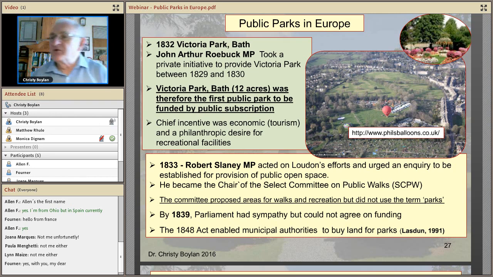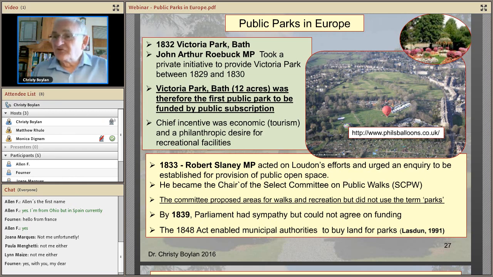But in developing new parks, there was no legislation, there was no facility for governments to cater for that. So this guy, Arthur Roebuck, decided to raise funding. So it was public subscription, not a private donation. And his aim, the chief incentive, was the economic value for tourism and a philanthropic desire for recreational facilities.